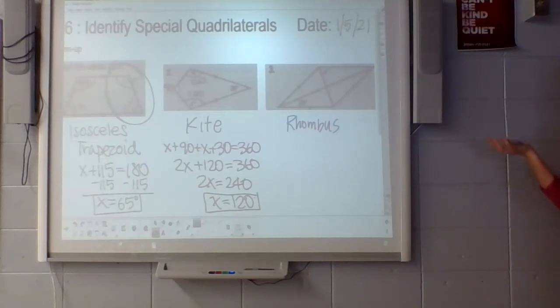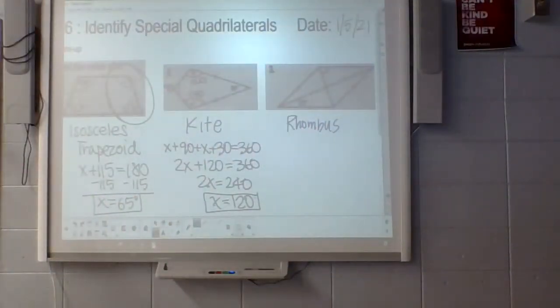But actually, now that I say it, I think we need to know it's a rhombus in order to figure out the value of x. What do you guys know about, what did you use here? There's a few different things we can do. There's a few different things we need to do. Any thoughts?